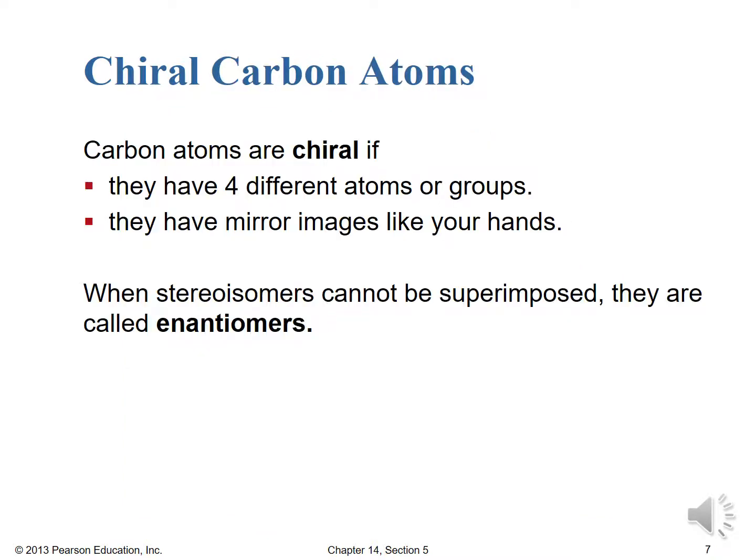Okay, so this is the organic chemistry section, chemistry of carbon, right? So if we're looking at carbon, we'll know if a carbon atom is chiral or achiral if that carbon atom has 4 different groups or atoms, then it's chiral. It's going to have mirror images just like your hands. When we have stereoisomers that cannot be superimposed, they are called enantiomers, and that's how we know that we have a chiral center, is that we're going to get 2 enantiomers for every chiral carbon in a compound.